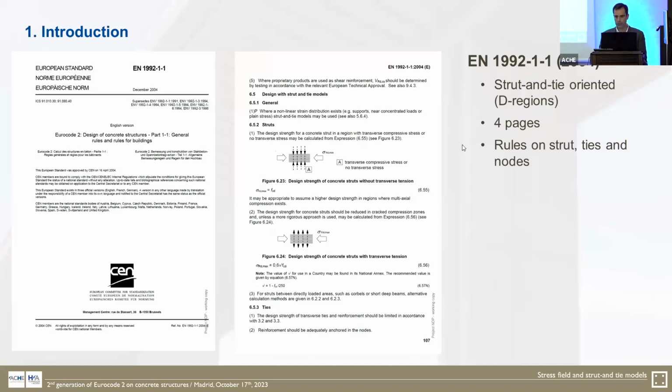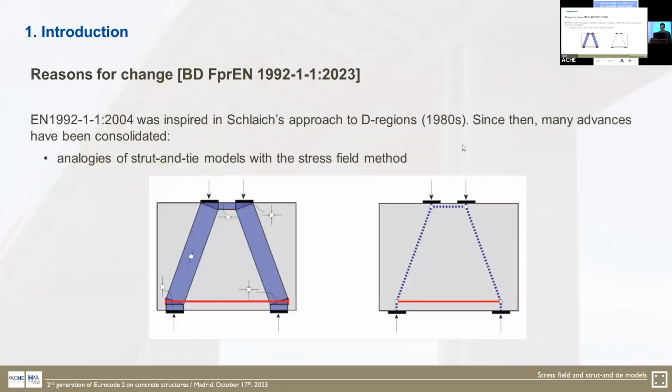That starting point was what is the current, still current EC2, so the EN 1992-1-1, 2004. That was a strut and tie oriented, so it was very compact, 4 pages, and it was giving rules for the strut, for ties, for the nodes, for the verification of all the elements. Then it came, I would say, a period where we were thinking on if that required improvement, if there were new knowledge that was available and allowing to make a step forward in the consistency of those provisions.